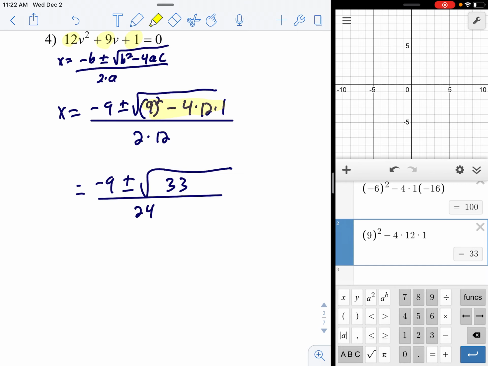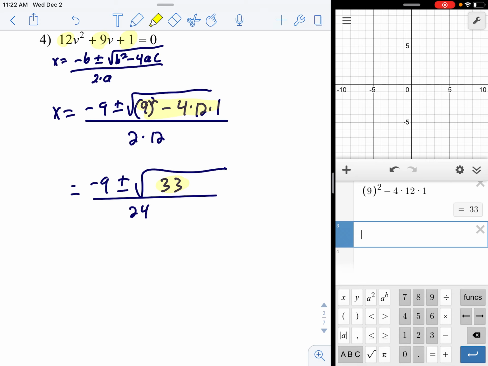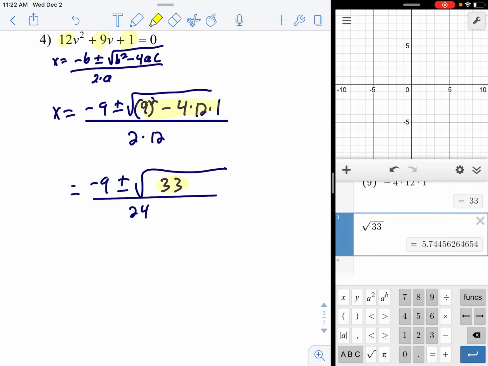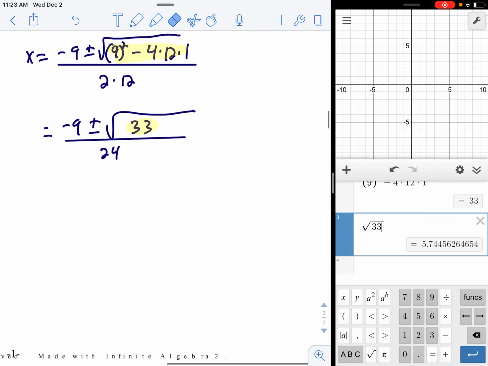Now let's look at the square root of 33. Is 33 a square number? Can I take the square root of 33? No, it gives me a decimal. Is 33 the type of number that I'll break down? Well, it is 3 times 11, but you can't break 3 down and you can't break 11 down. There's no square, so no, you can't simplify that. So what do you do? Well, you're kind of done.